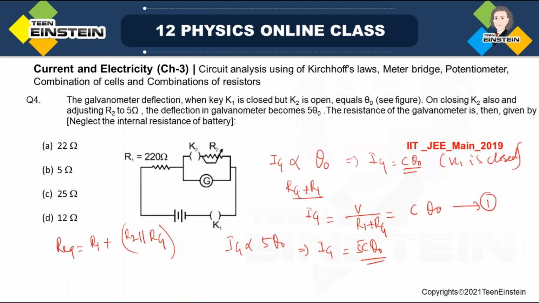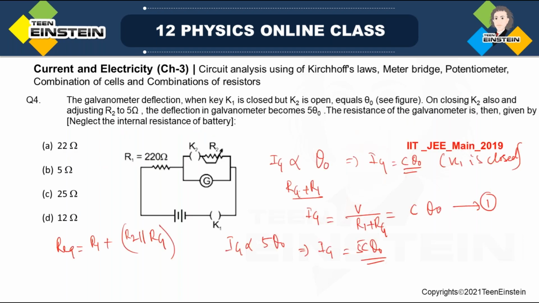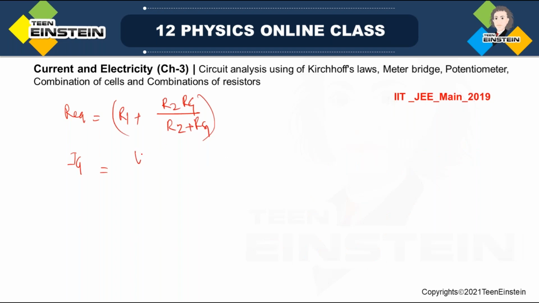Okay, this is what we have got as the equivalent resistance. Now we have to find out what is the current through the galvanometer. The current through the galvanometer in the second case will be, I know this is the equivalent resistance, so this is this.